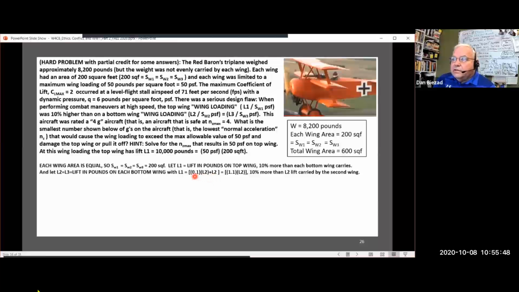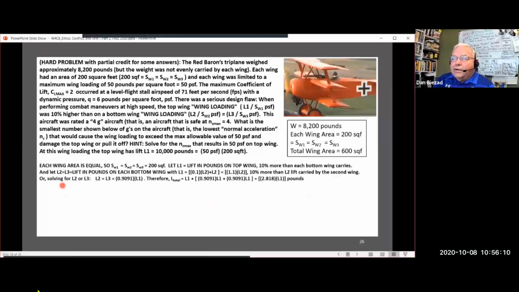So 10% of the lift on the second plus the second one is going to be the lift on the first one. Or L1 equals 1.1 times L2, or L2 equals L1 divided by 1.1. All those equations are equivalent. That's how I would model the fact that there's more lift on the top wing than on the bottom wing.